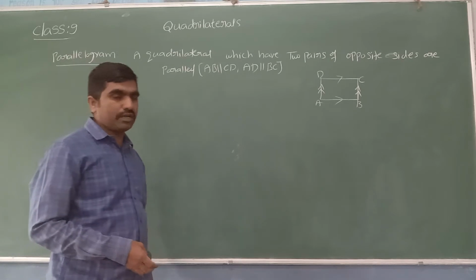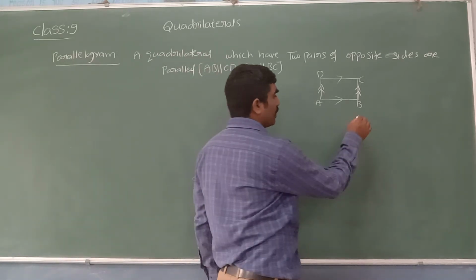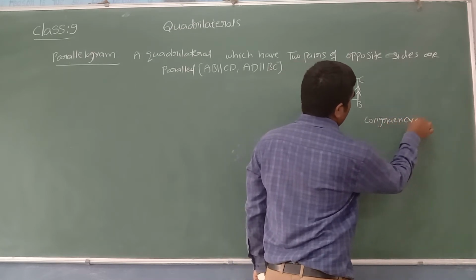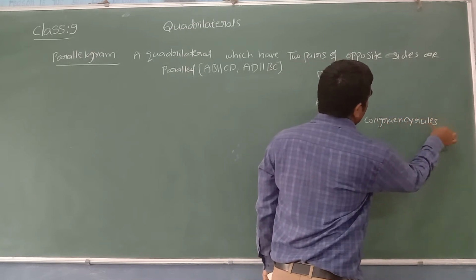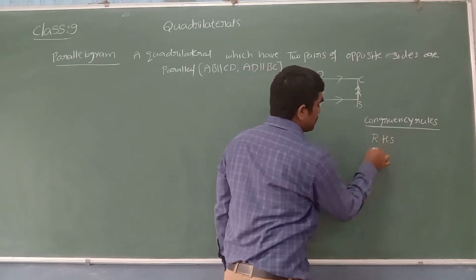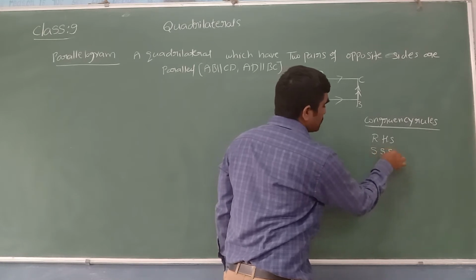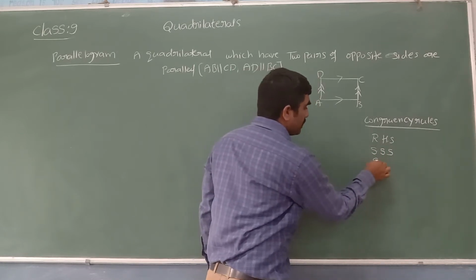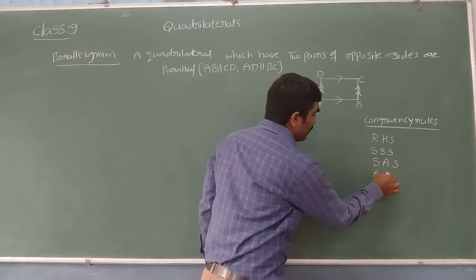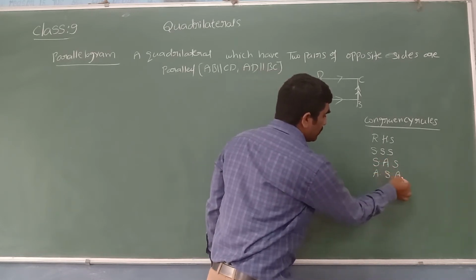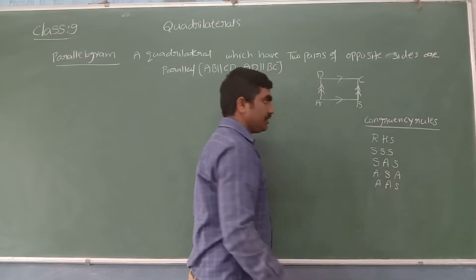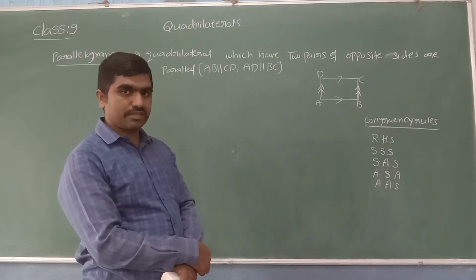Before going to prove that, let me recall the congruency rules, or congruency criteria. We have different criteria: RHS, SSS, corresponding three sides are equal, and SAS, two sides are equal and their included angle is equal. Also we learned ASA, two angles are equal and their included side is equal, and also AAS. These are the congruency criteria.